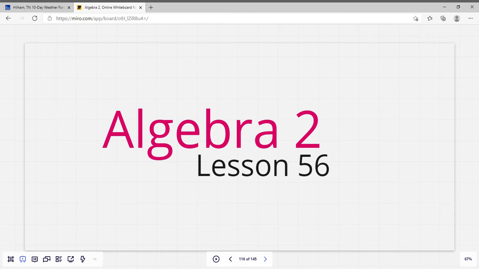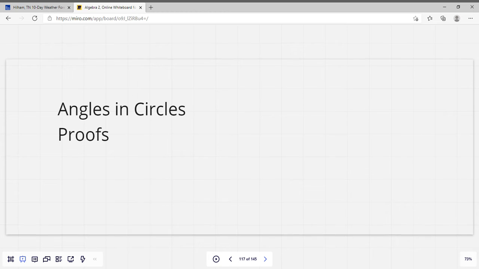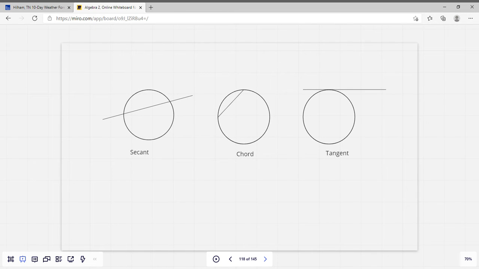Hi everybody, this is Algebra 2, Lesson 56, and in this lesson we're going to cover angles in circles and proofs. Alright, first some vocabulary.